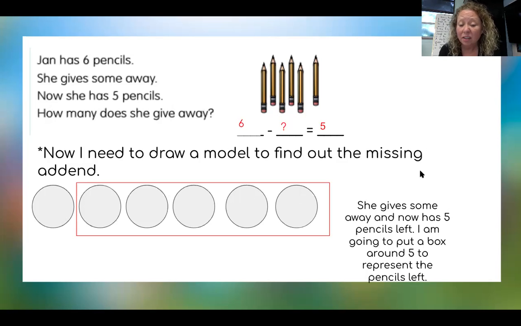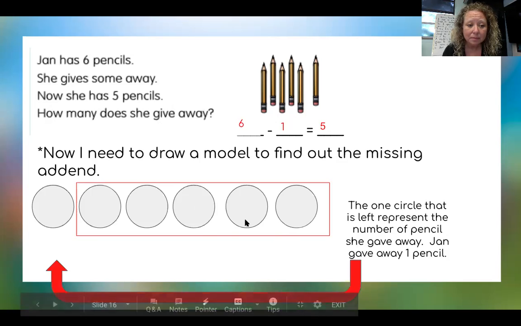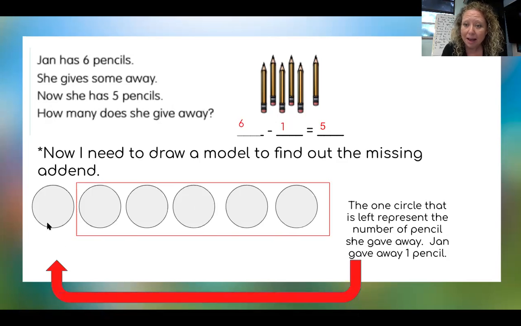I know she gives some pencils away. And now she has 5 pencils left. So I put a box around 5 of my pencils to show those are the ones that she still has. These represent the pencils that are left. I have one of my pencils not in a box. That represents the pencil that she gave away. Jan gave away 1 pencil.